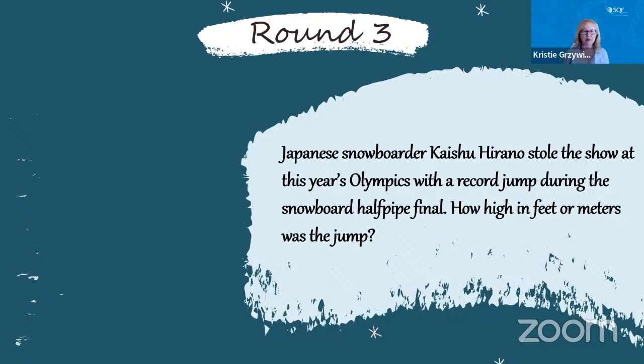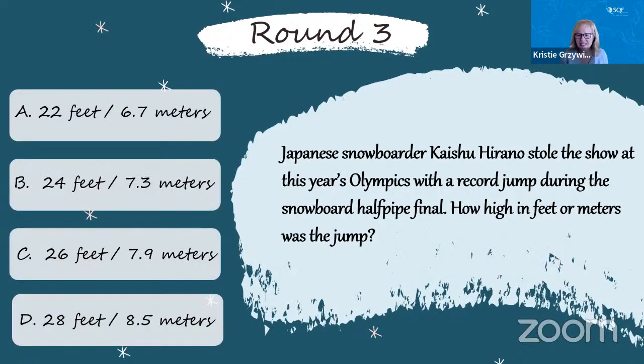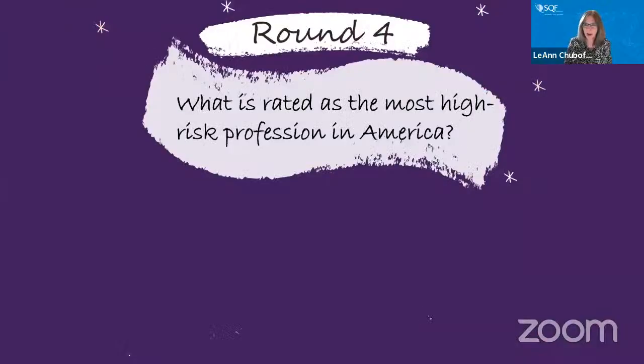We got an answer already? I believe it was Eliza Durkin who had it in before you were even done talking. It was crazy. Hopefully, Eliza, you saw it, because that was bananas. So 24 feet, which is about 3 stories high. It was amazing. His whole last run was amazing. I recommend you all YouTube that, because it is fantastic. All righty, now we have one last trivia question: what is rated as the most high-risk profession in America?